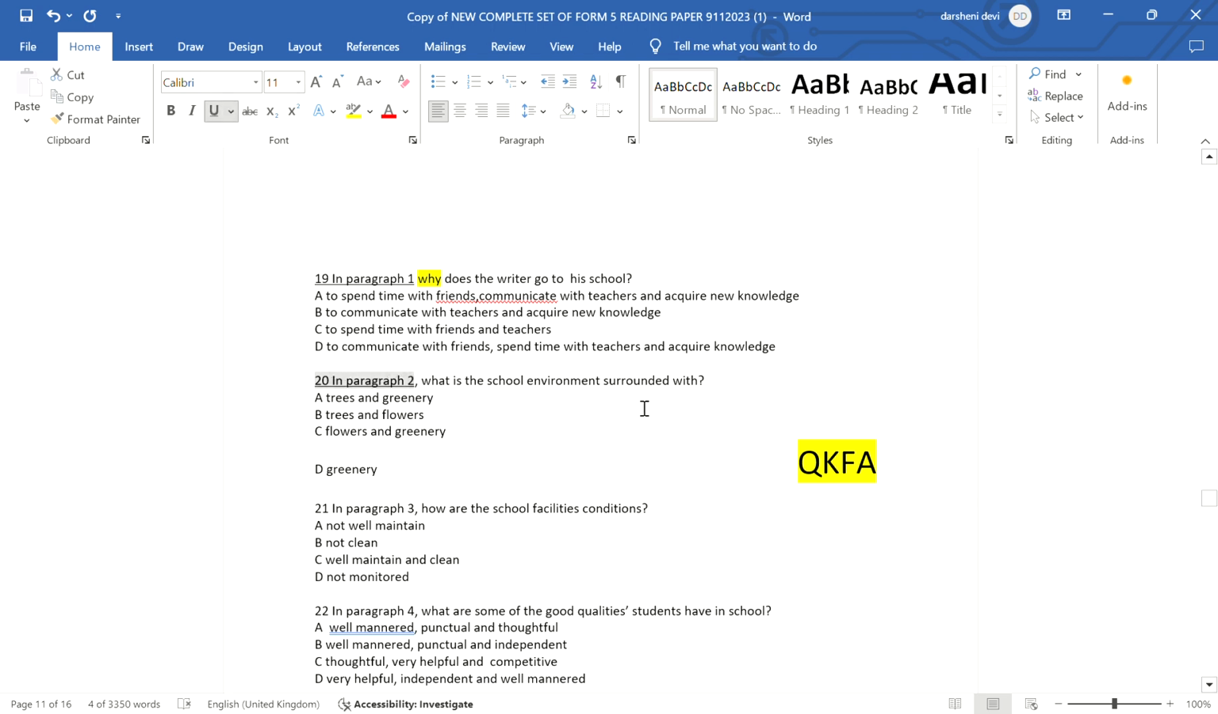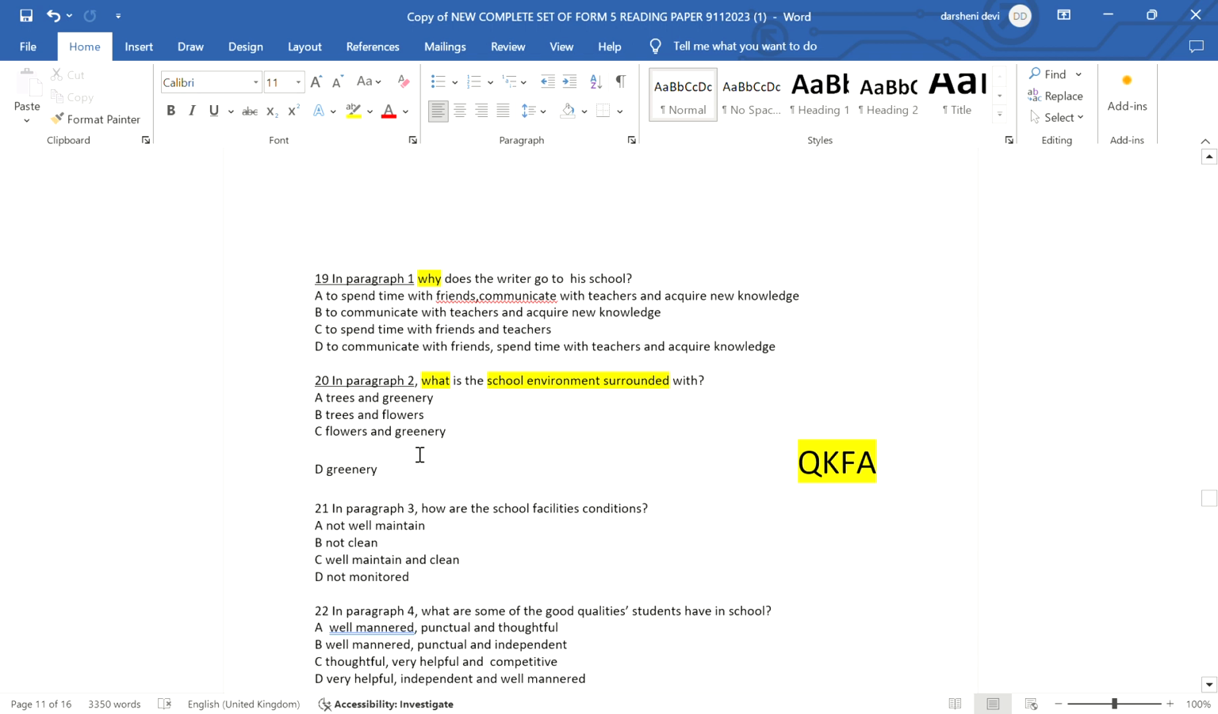What is the school environment surrounded with? So they want to know something about the school environment, and another keyword is "what". Another keyword is school environment, surrounded. So these are the keywords. So let's look at the options here. It talks about trees, flowers and greenery. So something to do with trees, greenery, flowers.